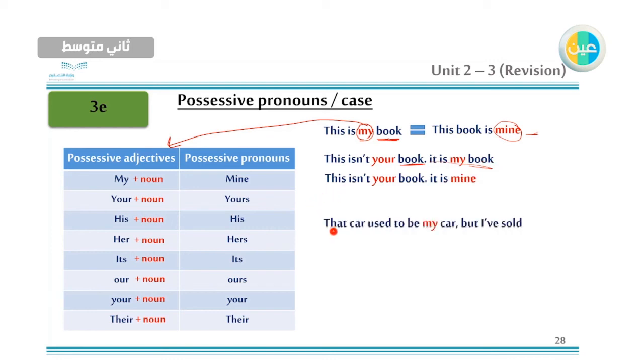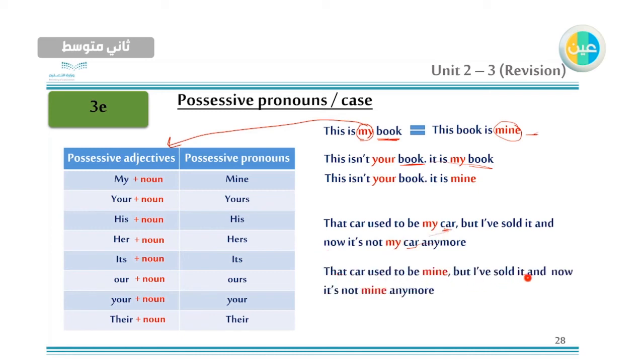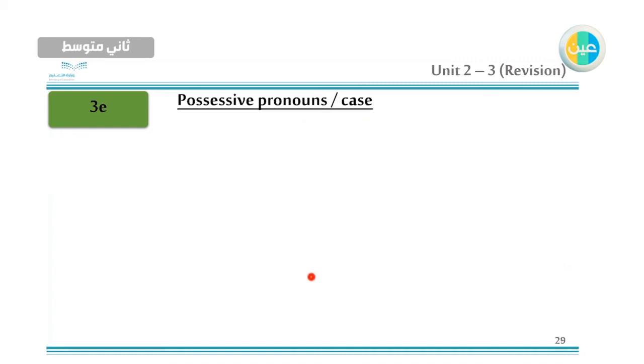Another example. That car used to be my car, but I've sold it and now it's not my car anymore. So this is also a repetitive sentence, it says car a lot, so we need to use the possessive pronouns to make it shorter, so it looks like this. This car used to be mine, but I've sold it and now it's not mine anymore. Alright, now let's talk about the possessive case.